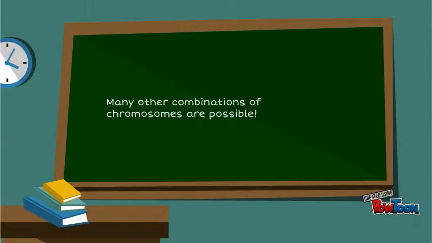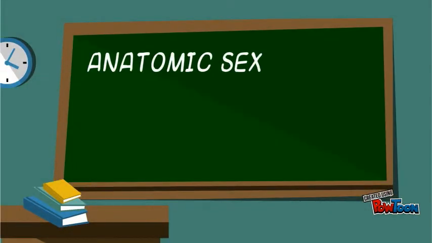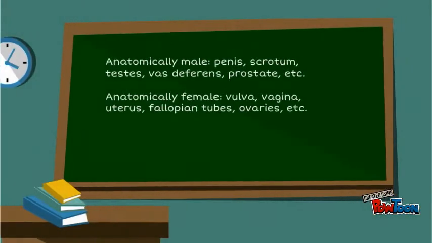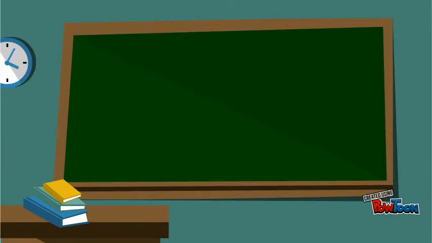The other part of your sex is your anatomic sex. So those chromosomes that you inherited from your parents contain instructions for creating your body parts when you're developing in utero. The term anatomic sex refers to what body parts you have. So if you are anatomically male, you might have a penis, scrotum, testes, vas deferens. Or if you're anatomically female, you would typically have a vagina, a uterus, ovaries, etc.